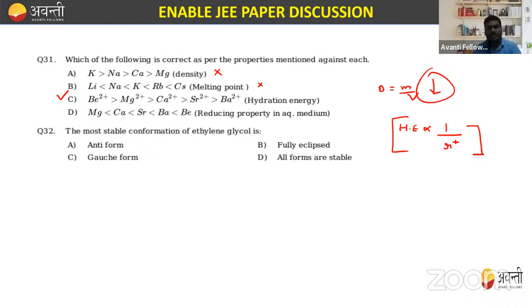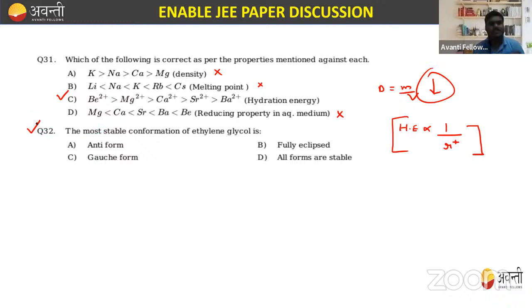Now, the next option is magnesium, calcium, strontium, barium, beryllium reducing property. No, we all know down the group, size increases, reducing property also increases. So beryllium can't, beryllium is the first member of the second group. So it can't have a good reducing property in aqueous medium. Okay. So this is also incorrect. So the correct option is C. So whoever marked C, yours is correct, right? So let's see the next question. I hope this was a very simple question, everyone must have done it.